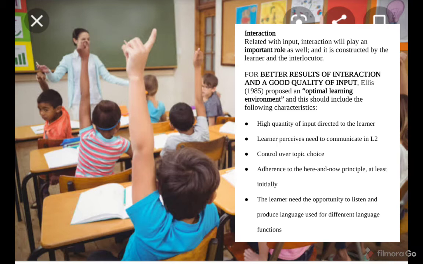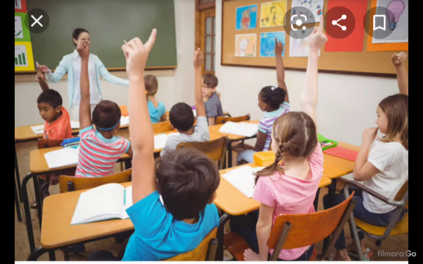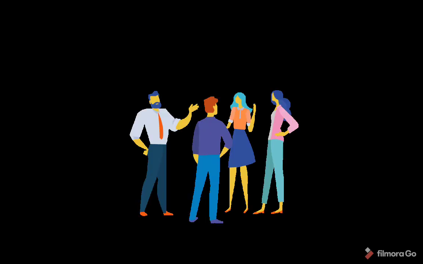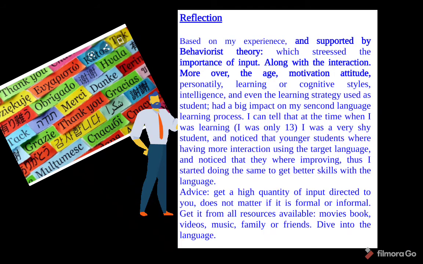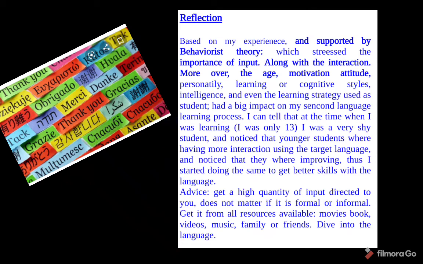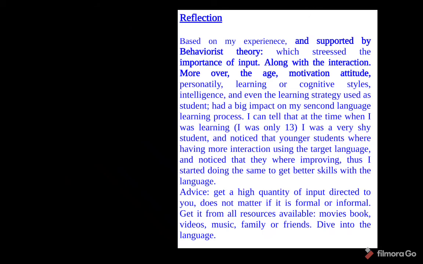Another variable will be the role of formal instruction in the learning of a second language. Morpheme and longitudinal studies of second language acquisition indicate that formal instruction may develop second language knowledge. My reflection, based on my experience and as the behaviorist theory describes, is the importance of input along with the interaction. Moreover, the age, motivation, attitude, personality, learning or cognitive styles, even the learning strategy used as a student had an impact on my second language learning.